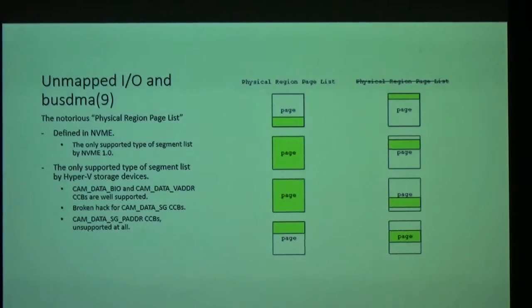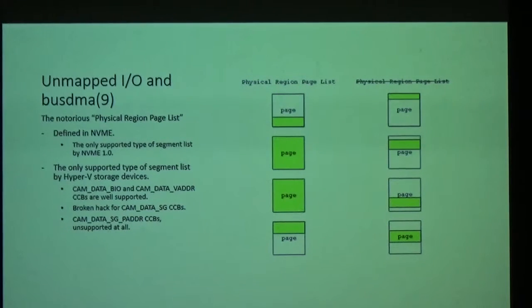So what's the difference between a physical region page and a normal scatter-gather list? The difference is shown in this picture. A normal scatter-gather list is shown on the right. It can be in some random places. The buffer content can be in some random position in the whole list. But for the physical region page, you will have to be exact this way. Anything else is not a physical region page.